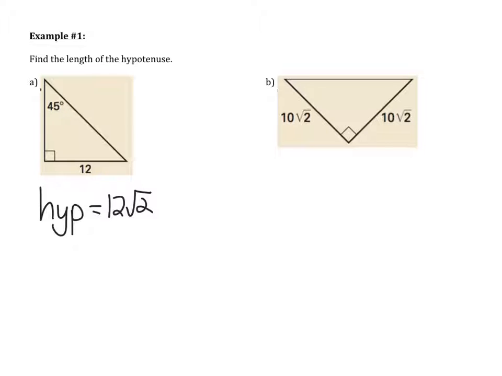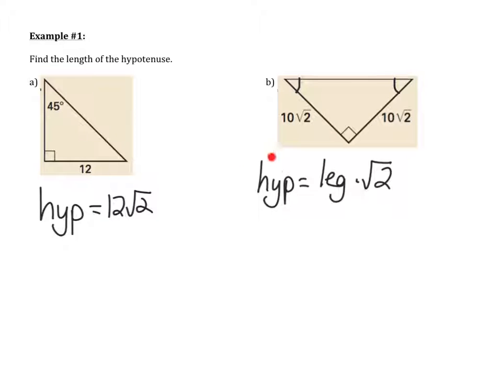For part B, we have 10 square root of 2 and 10 square root of 2 for both legs. So since both legs are the same, that means I have an isosceles triangle, which tells me that the base angles are the same, which means that these are 45, 45, and 90. So again, I have a 45, 45, 90 degree triangle. So if one of the legs is 10 square root of 2, I know that the hypotenuse is the length of the leg times the square root of 2.